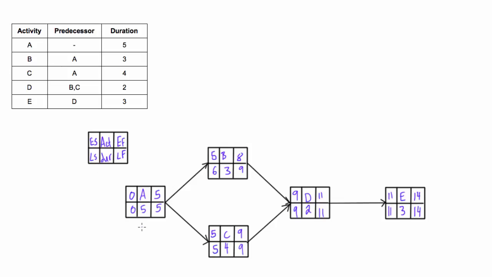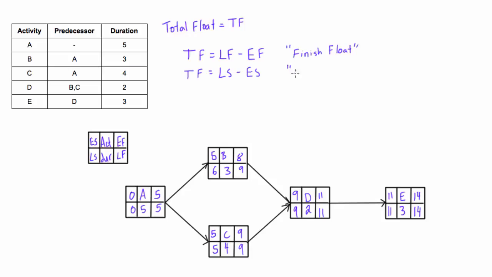Now, total float, also called total slack, is the amount of time that you could delay any given activity without delaying the project end date. So there's two ways that we can calculate this. We can take the difference between the late finish and the early finish, or we can take the difference between the late start and the early start, just like this. So either of these we can use to calculate the total float. If we take the difference between the late finish and the early finish, we call that the finish float. If we take the difference between the late start and the early start, we call that the start float. They're exactly the same thing and they both stand for total float.